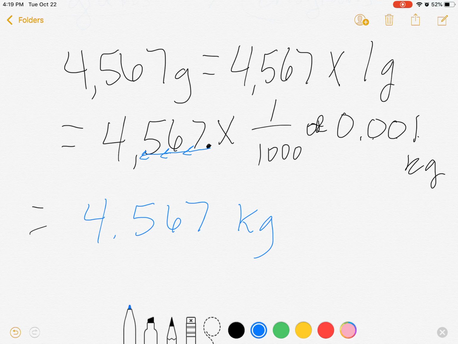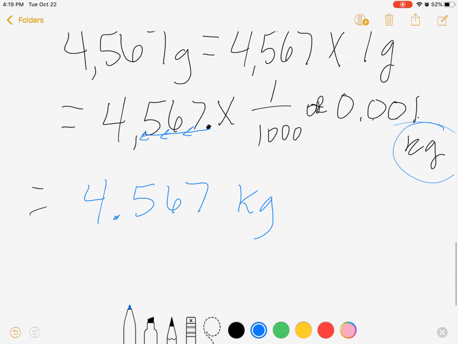And we know to move left because we need our number to get smaller, because kilogram is a larger unit of measurement. So 4 and, sorry, how do you read that? Somebody else read it for me. 4 and 567 thousandths kilogram. Thank you.